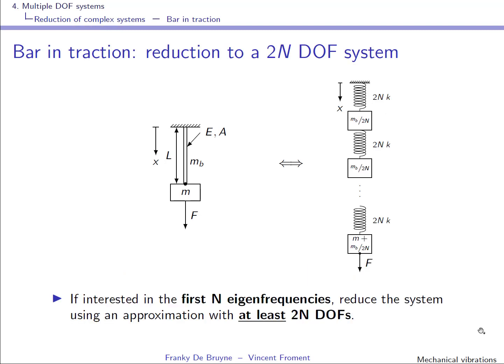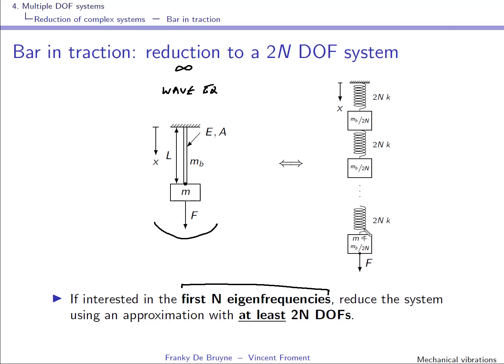Well, we've seen that for this bar in traction system, if you want to model things very thoroughly, you should use the wave equation, right? And there you have then an infinite number of eigenfrequencies. But sometimes we are interested in only the n first eigenfrequencies. And then you have seen that you could approximate your system by a number of mass spring systems in series.